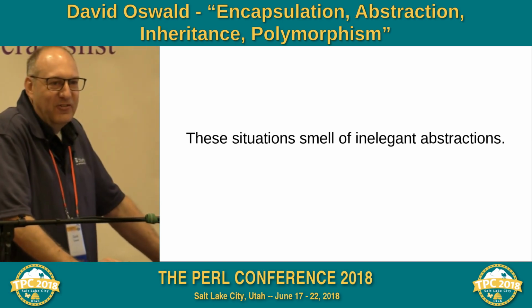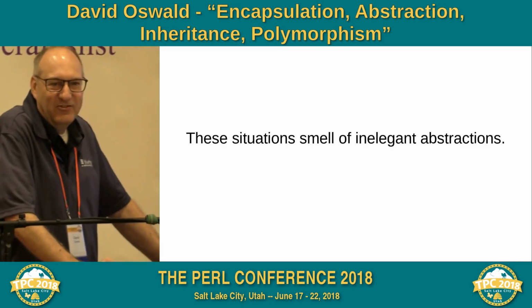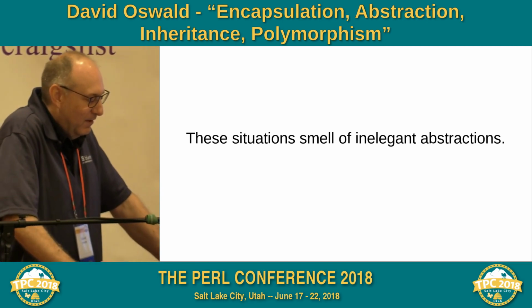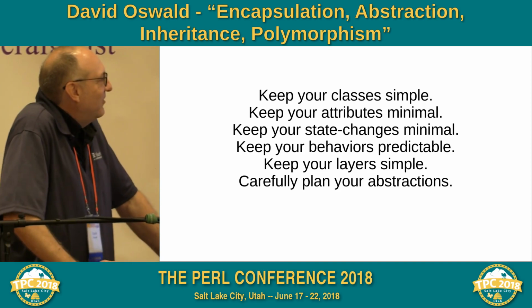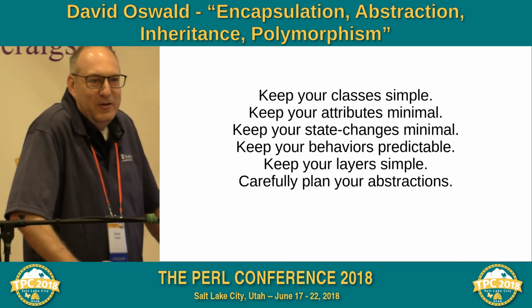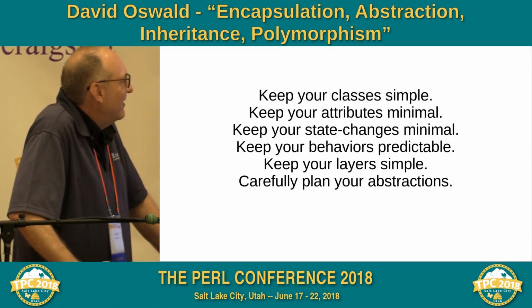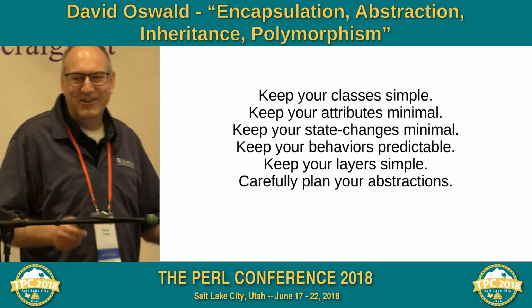You know, a Perl hash is such an elegant abstraction, but there are so many inelegant abstractions that we see in our daily work lives. So we should strive to keep our classes simple and to keep our attributes minimal, to keep our state changes minimal, make our objects as immutable as possible, keep our behaviors predictable, keep our layers simple, and carefully plan our abstractions. Easily said, hard to do, right?